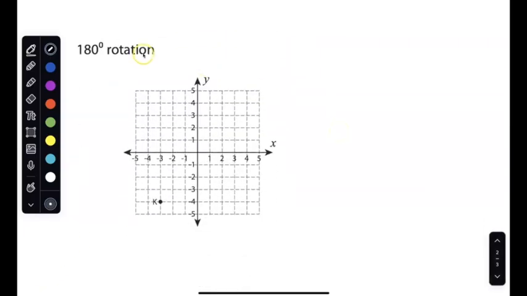How about a 180-degree rotation? The trick here is we're just going to do the 90 twice. 90 plus 90 is 180. It actually doesn't matter which way you want to go. If you want to go clockwise, which means going up, we're here at -4, -3. We'll go up here and then do it again.